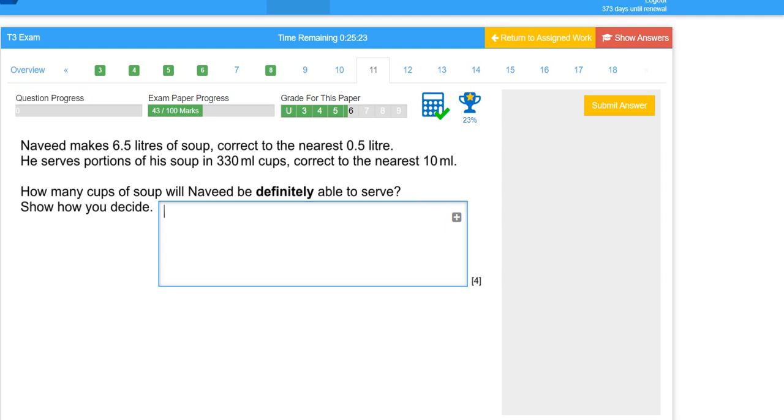Here we are looking at what we call bounds and intervals. Again, I am going to skip this one. For example, if I have 330 milliliter cups to the nearest 10 milliliters, I'm recognizing that the smallest capacity could be 325 milliliters, or the largest capacity could be 335 milliliters, because it's rounded to the nearest 10. This is a bounds question, and we'll do that later on in years 9, 10 and 11.